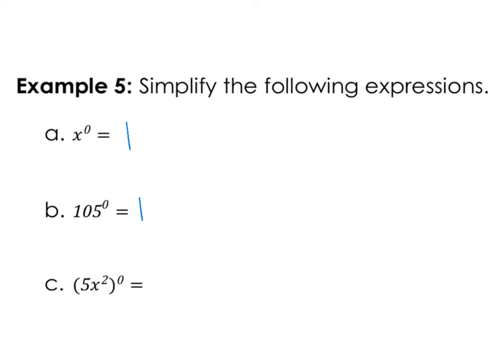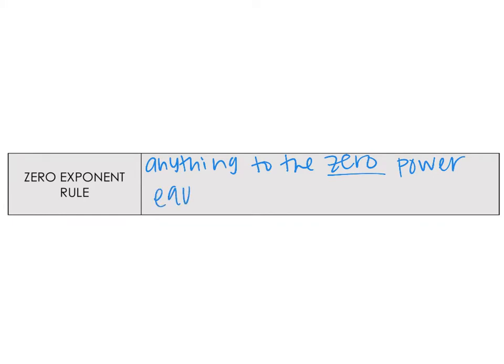If I try this one, that whole 5x squared is to the 0 power, which still means that it equals 1. So that is our rule. Anything to the 0, that's really important, power, or exponent you could write, equals 1.